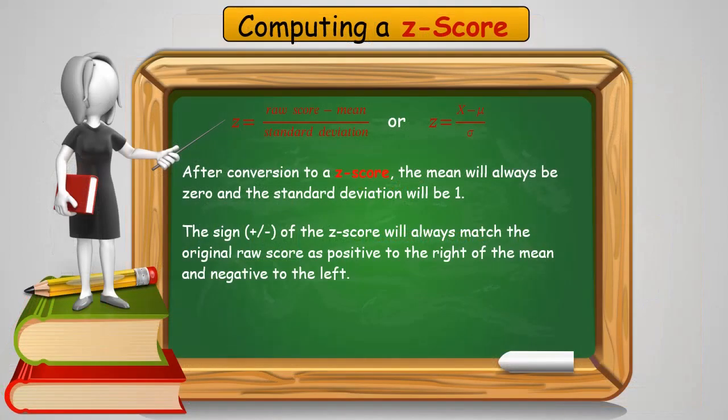The calculation is quite simple, depending on whether it's a population or a sample. It's the raw score minus the mean, divided by the standard deviation. The positive or negative sign of a z-score will always match the original raw score as positive, to the right of the mean, or negative, which would be to the left of the mean.